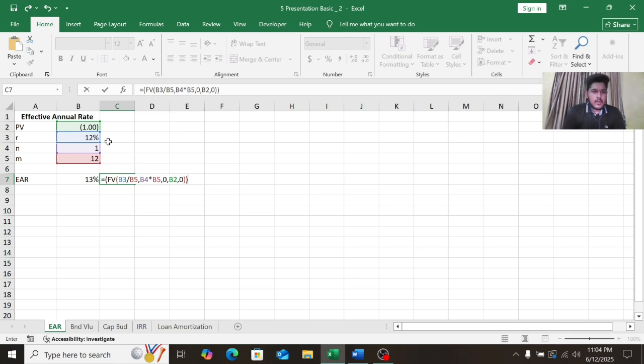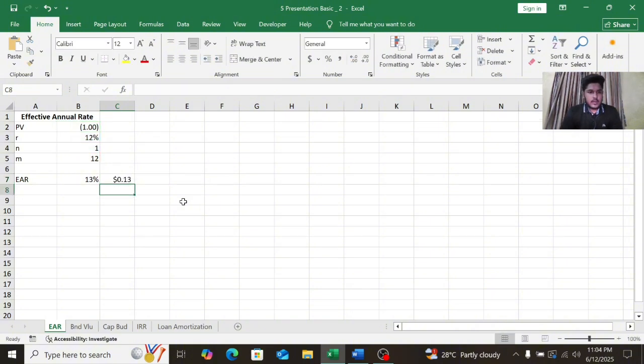As we have mentioned the PV as 1, we have to minus 1 to calculate the actual rate. As we have multiplied 1, we subtract 1, so the rest we get is the percentage. So this is our formula. Enter. So it is $0.13.